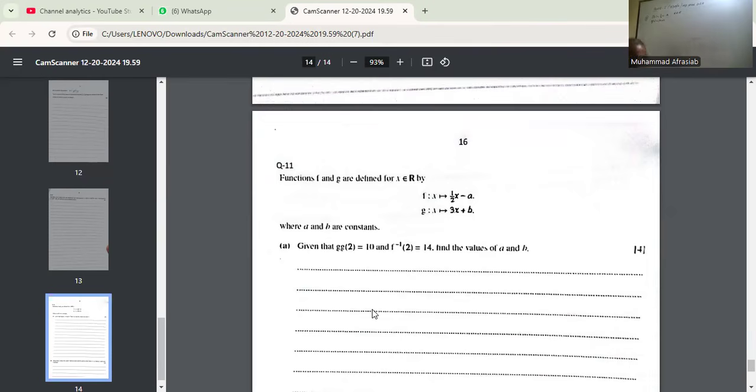Given that part A, g of 2 is equal to 10, and f inverse of 2 is equal to 14. Find the values of a and b there.